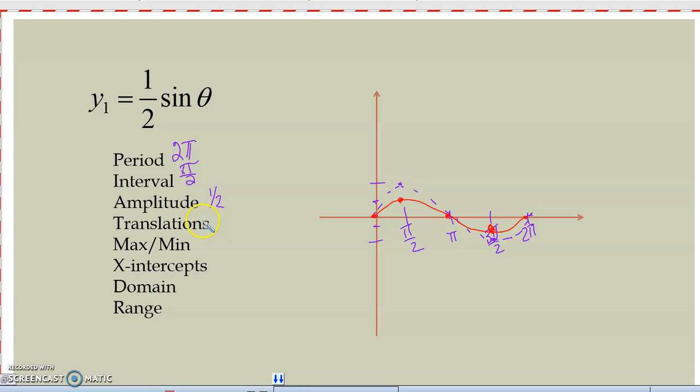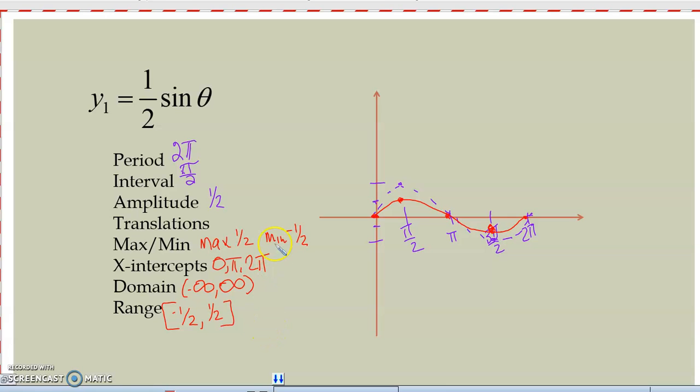There were no translations. Our maximum is at 1/2, and our minimum is at -1/2. So again, that dictates our range. That's our max and min represent our range. Domain is all real numbers. And our zeros did not change. We cross x at 0, pi, and 2 pi.